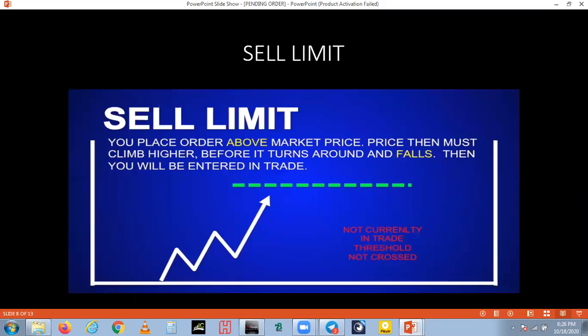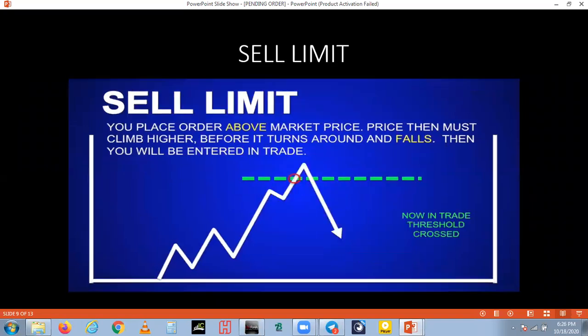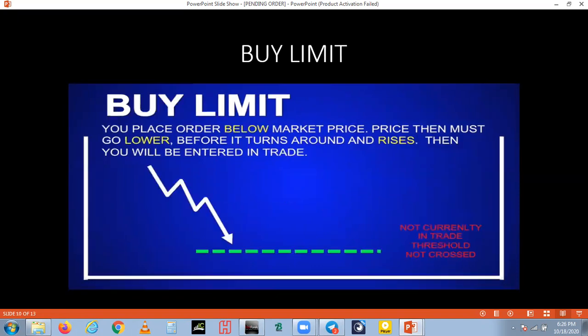So, sell limit. We have two types of limit order: the sell limit and the buy limit. With a sell limit, you place the order above market price. Price then must climb higher before it turns around and falls. Then you will be entered into the trade. I do not like how these pictures actually show sell limits. I'm going to explain that to you.